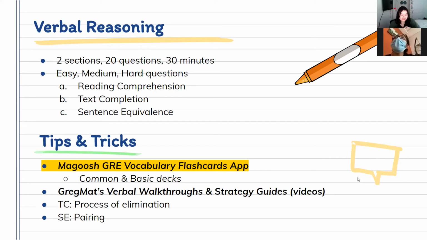And then in terms of strategy and learning, I use GregMat for some of them. But I think just personally, I don't have too much trouble with English stuff, so I didn't need to work too hard with this. But I would recommend looking at Greg Mat's walkthroughs where he answers GRE questions, and his strategy guides as well, because he has some helpful strategies. And then these are the main strategies that I would recommend for text completion and sentence equivalence.